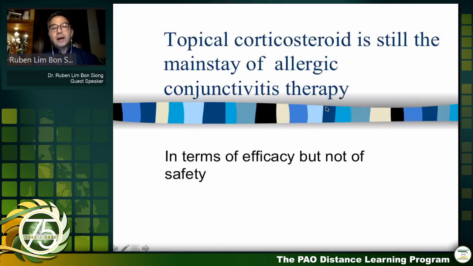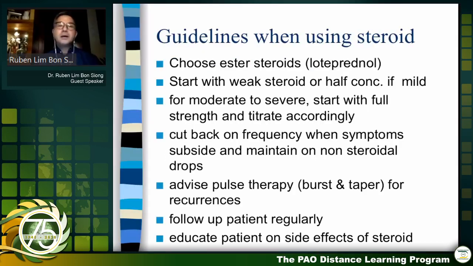So sometimes we really have to give steroids, if the antihistamine and mast cell stabilizer doesn't work, or just can't totally eradicate the symptoms, then steroids will work. Okay, but it's very effective. But it's not always safe, because the downside is your patients might use it on their own, not knowing of the side effects of steroids. So what are the guidelines?